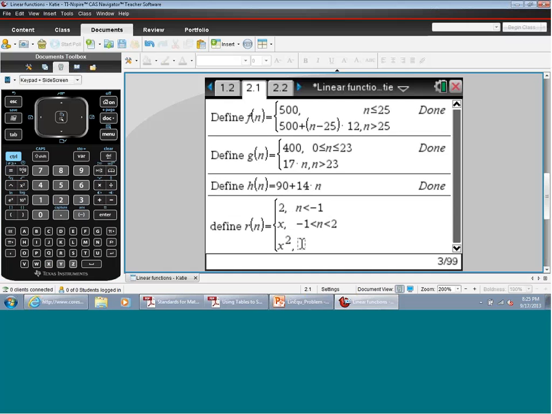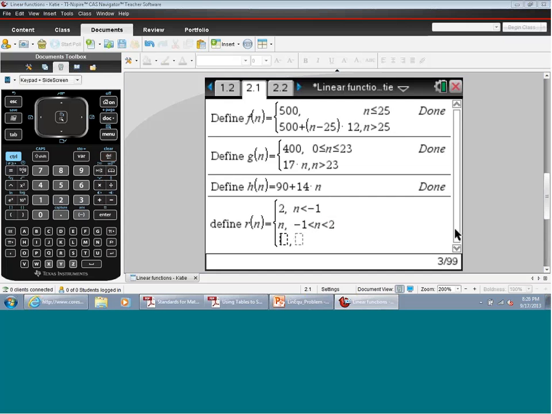Is X going to work there? It might, or would you have to use N? I'm thinking N maybe, since we're defining our domain. You know, what happens if you leave it blank? Do you know what happens? The last one there.